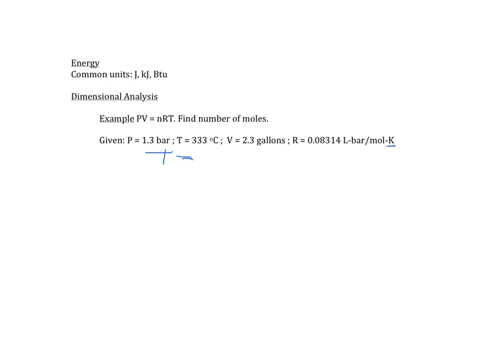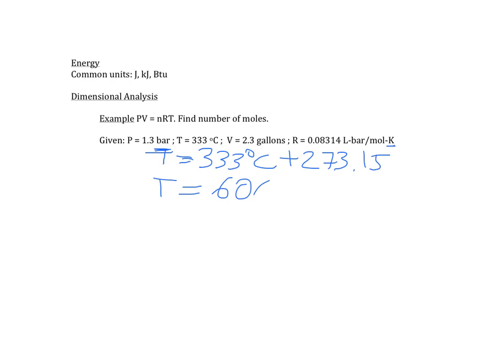If I look on my previous page, I can look at the formula for temperature, and temperature is simply equal to 333 degrees Celsius plus 273.15, and so temperature is equal to 606.15 Kelvin. So that's our temperature. Pretty straightforward. We just used the formula from the previous page that I showed you, which you could also have found in the book, and we got that.